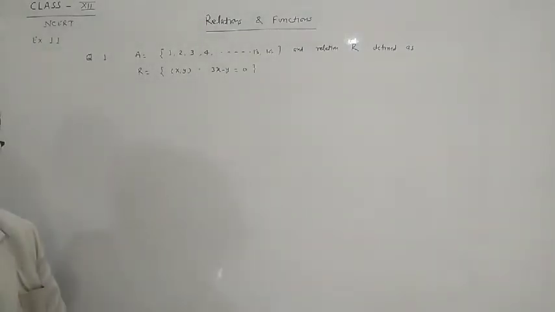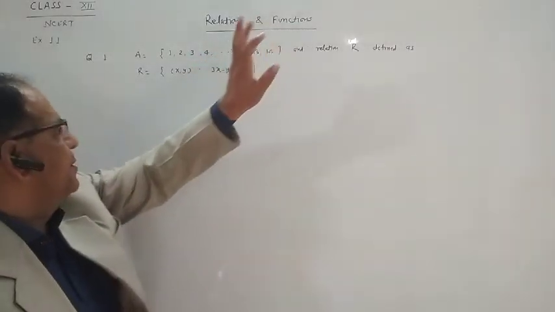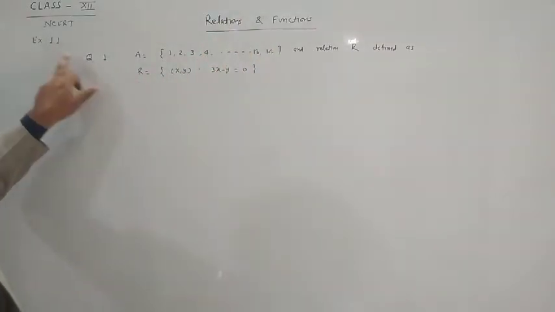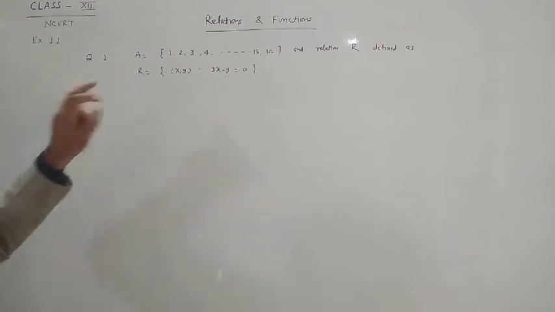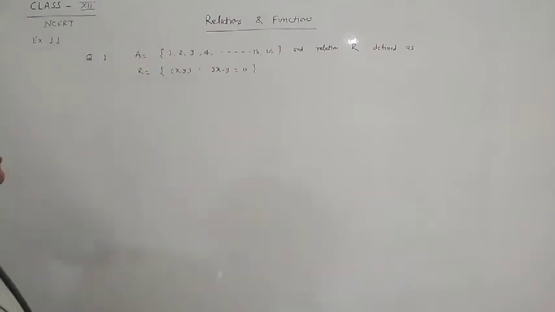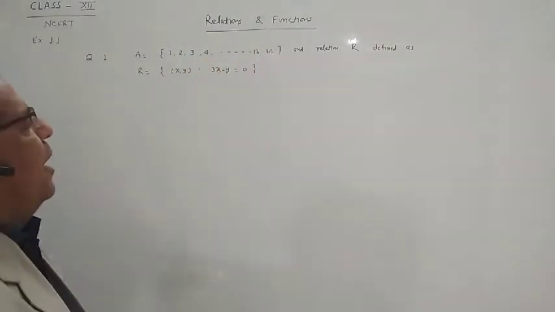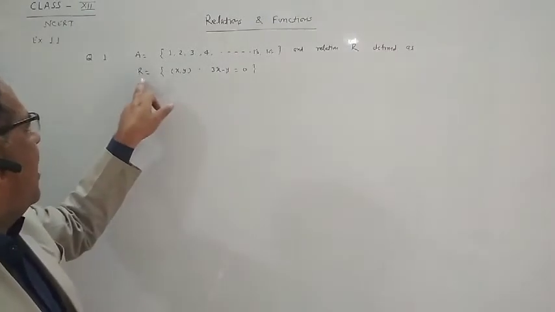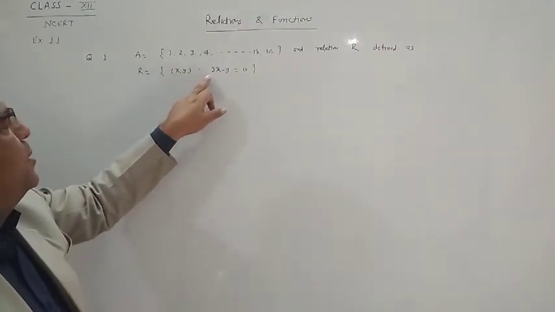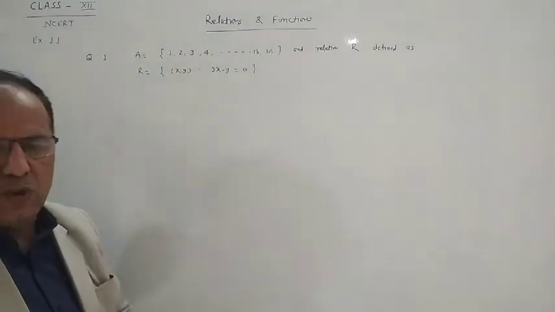Good morning, students. Today I am taking some questions from your NCERT book, exercise 1.1, from the chapter Relations and Functions. The first question of your exercise 1.1 says that if A is a set containing the elements 1, 2, 3, 4 up to 14, and a relation is defined as R equal to the ordered pairs (x, y) satisfying the condition 3x minus y equal to 0.